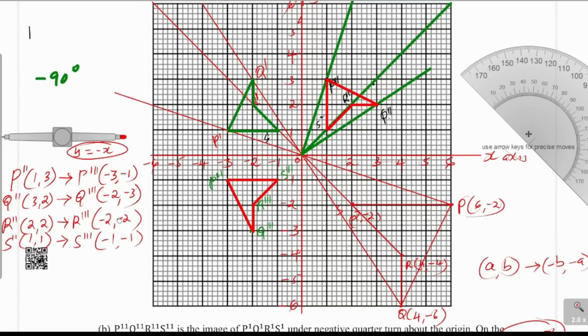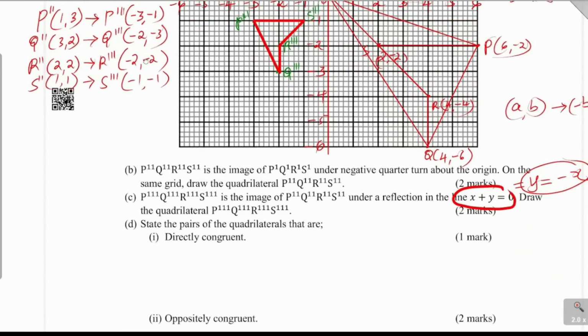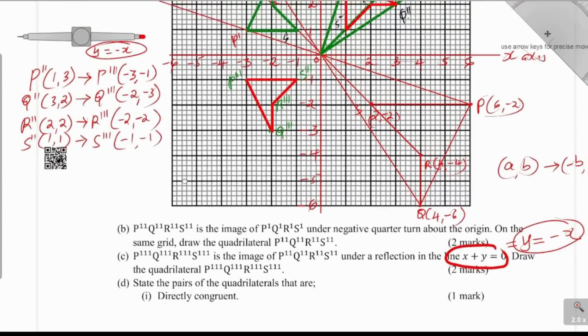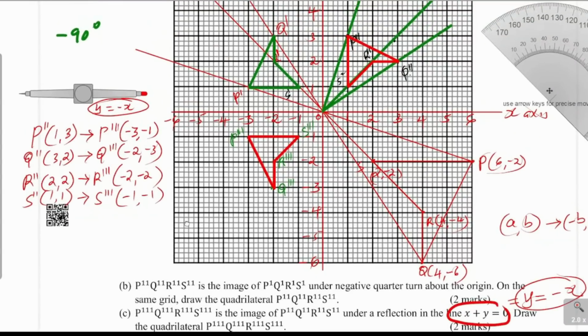Now after doing that, we can answer the last question. State the pairs of quadrilaterals that are directly congruent. So what do we mean by directly congruent? Those quadrilaterals can fit onto one another directly without having to turn them over, by just sliding them. So I'd like you to look at the three of them there properly.